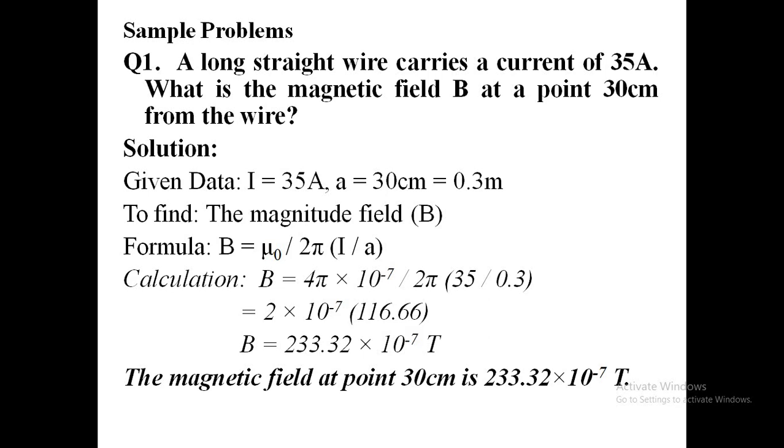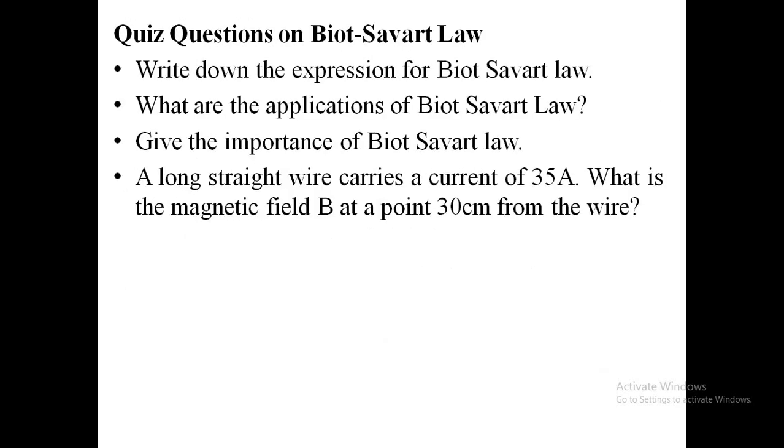To find the magnetic field, the formula is B is equal to mu naught by 2 pi into I by a. And B is given as 4 pi into 10 to the power minus 7 divided by 2 pi into 35 by 0.3 meter, and it is written as 2 into 10 to the power minus 7 into 116.66, where B is equal to 233.32 into 10 to the power minus 7 Tesla. The magnetic field at the point 30 centimeter is obtained as 233.32 into 10 to the power minus 7 Tesla.